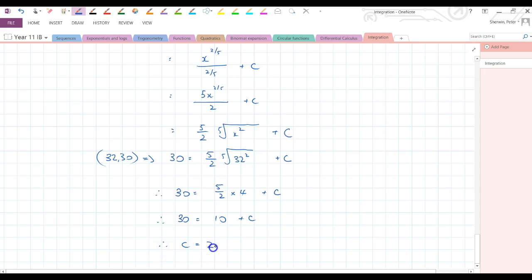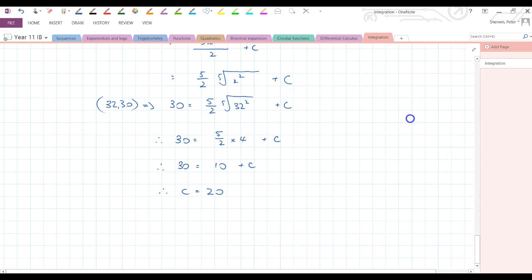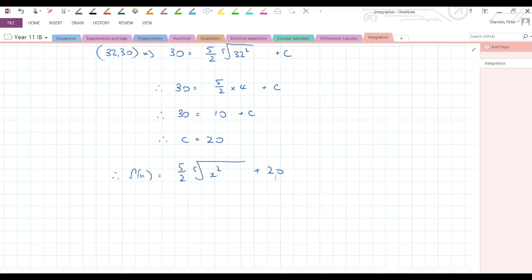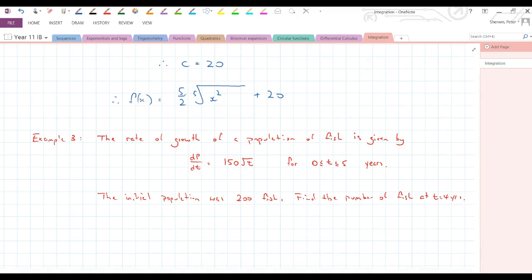So c is equal to 20. So therefore, my function is equal to 5 over 2 by the fifth root of x squared plus 20. And we're through with that example. Okay, third and final example. Let's have a read through.